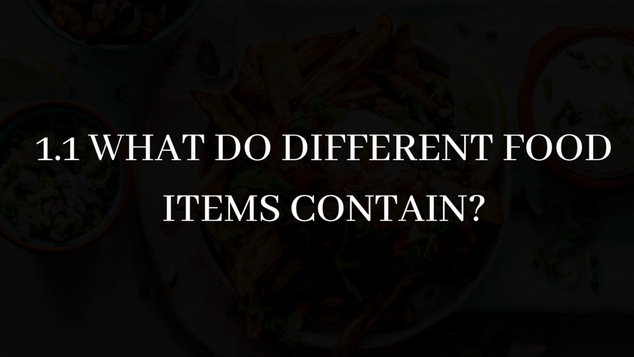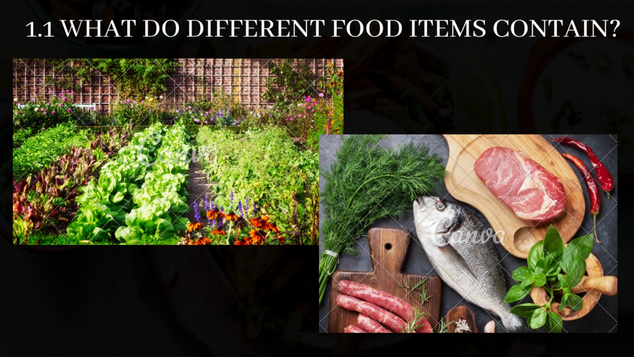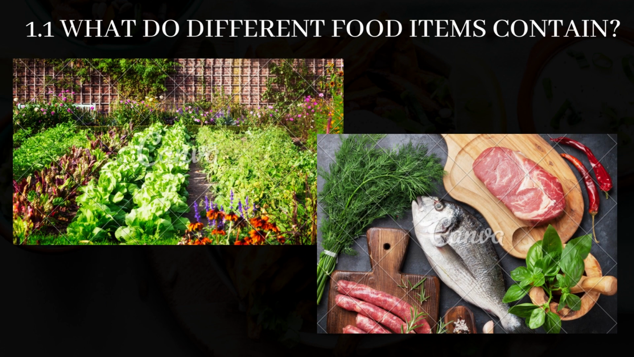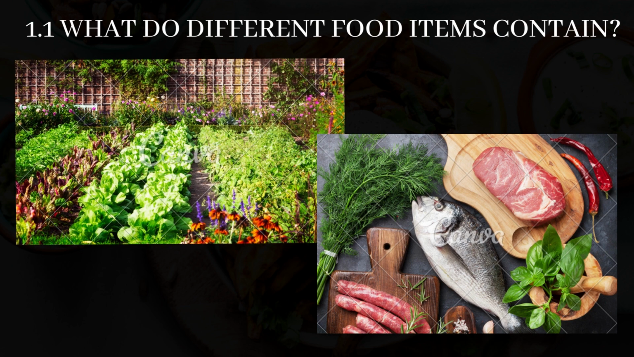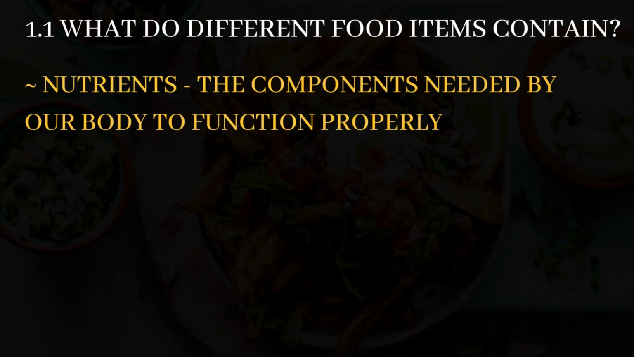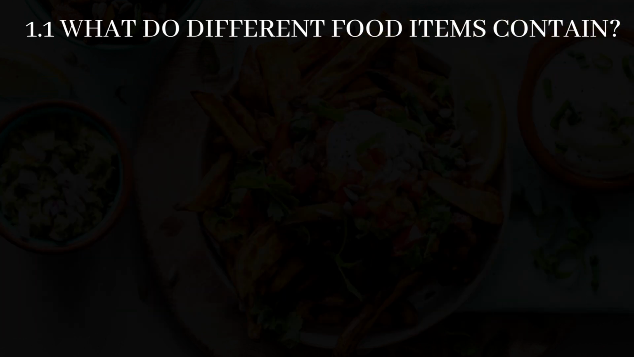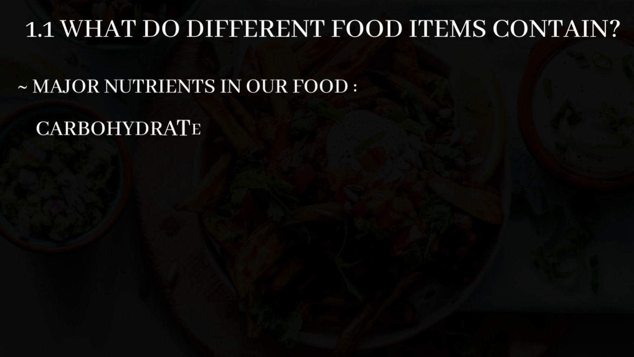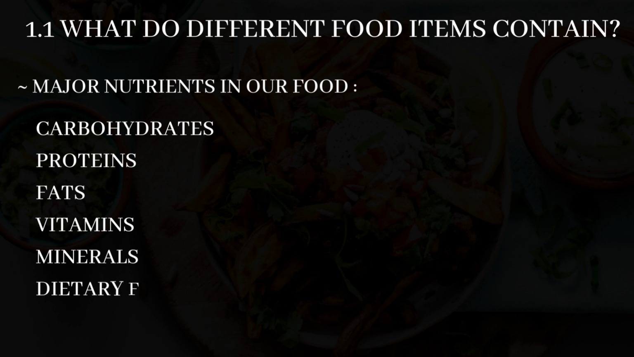1.1 What do different food items contain? Each dish we eat is made up of one or more ingredients that come from plants or animals. These ingredients contain some components that are needed by our body. These components are called nutrients. The major nutrients in our food are carbohydrates, proteins, fats, vitamins, minerals, dietary fibers, and water. Not all foods contain all these nutrients.